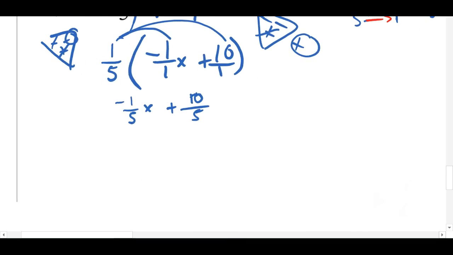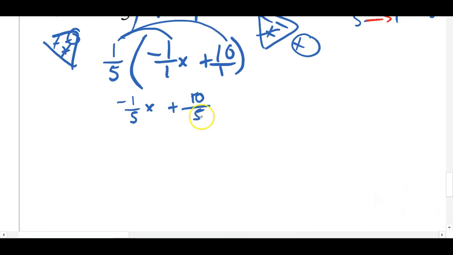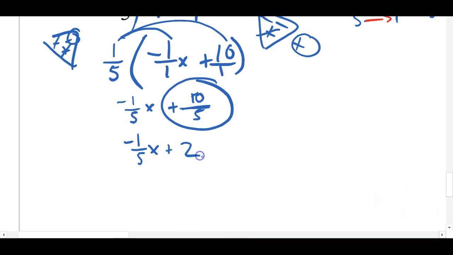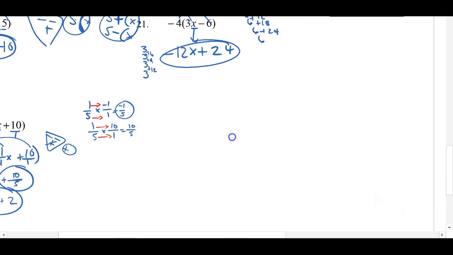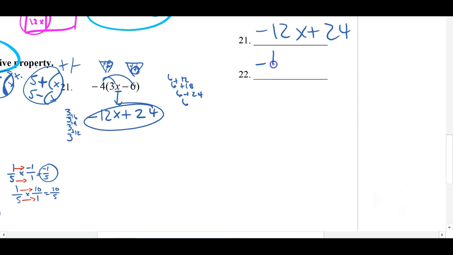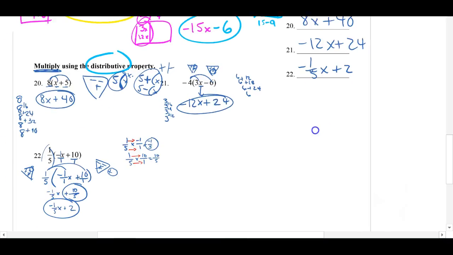Okay, but the last thing is, if I can simplify, if I can make this smaller, I want to do that. I can't do 1 divided by 5, so that stays the same. But this 10 over 5, 10 divided by 5 is equal to 2. Okay, so on the test, that's going to be like a bonus question. You didn't really get a chance to go over that very much. So that'll be like extra credit.